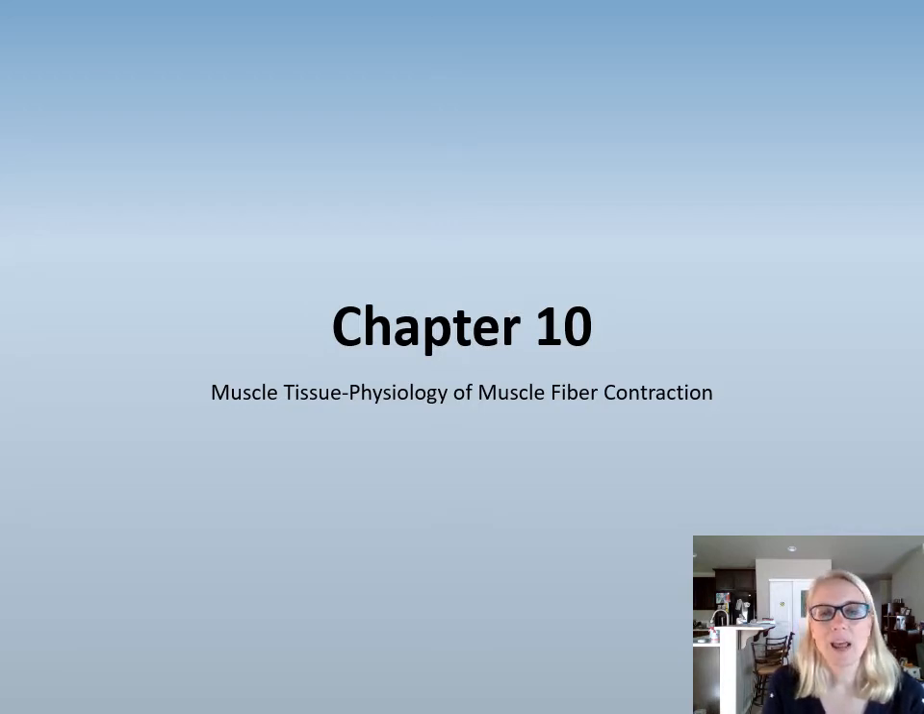Okay, so this is our explanation of the sliding filament theory. The name that we now usually call it is the excitation contraction coupling. So we have to excite the skeletal muscle tissue, and then we have to couple that excitation with the actual contraction of the muscle tissue, the skeletal muscle fiber. So we're going to first start taking a look at the excitation part, which is the arriving nerve impulse to a muscle fiber.